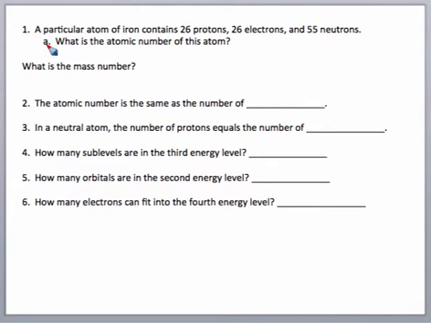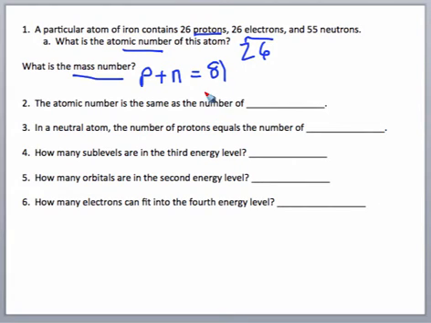It says that a particular atom of iron contains 26 protons, 26 neutrons, 26 electrons, and 55 neutrons. What is the atomic number of this atom? Atomic number equals protons, so that is going to be 26. Then it says, what is the mass number? Well, mass number is protons plus neutrons, so if we take 26 and 55, that'll give us 81. So this problem is asking the difference between atomic number and mass number.